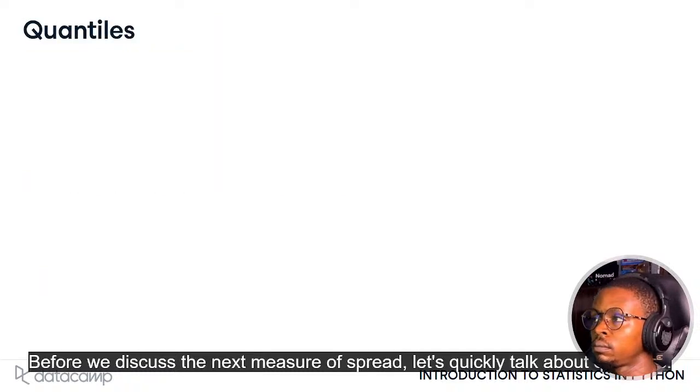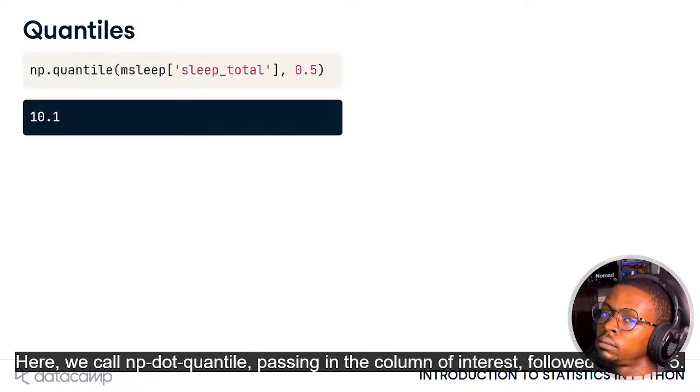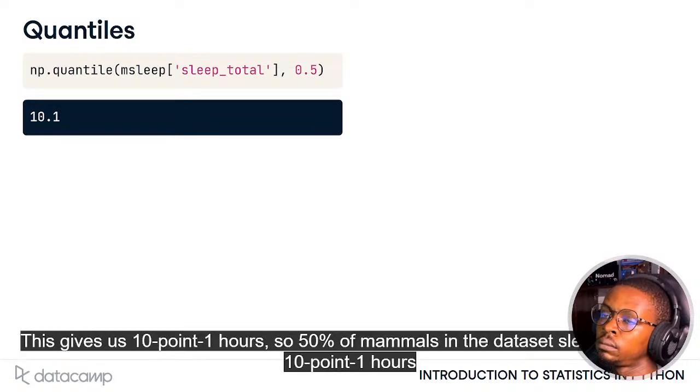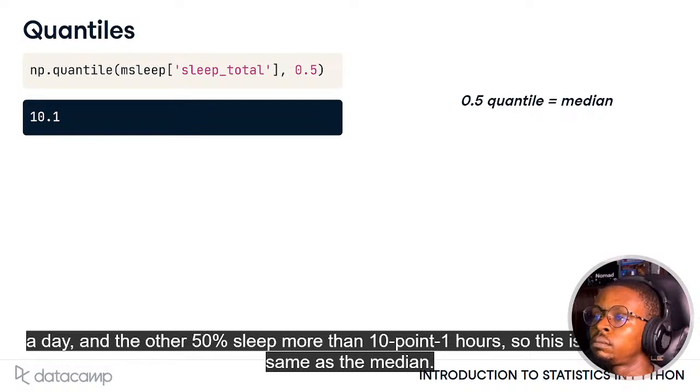Before we discuss the next measure of spread, let's quickly talk about quantiles. Quantiles, also called percentiles, split up the data into some number of equal parts. Here, we call np.quantile, passing in the column of interest, followed by 0.5. This gives us 10.1 hours. So 50% of the mammals in the dataset sleep less than 10.1 hours a day, and the other 50% sleep more than 10.1 hours. So this is exactly the same as the median.